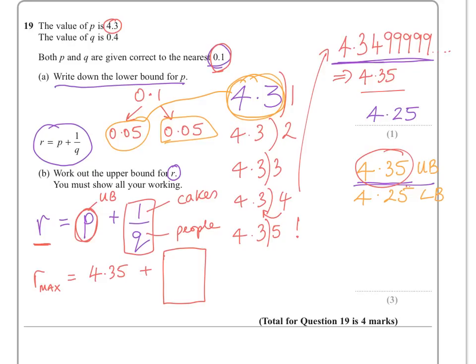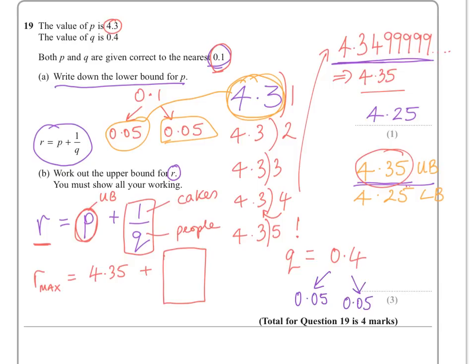So to make 1 over q the most, you've got one cake, i.e. the numerator, and you want the least amount of people to show up. So you want q to be its lower bound. Now, as q was 0.4, and that also was rounded to the nearest 0.1, then you do this little thing, you take the 0.1, which is what it's rounded to, you split it in half.